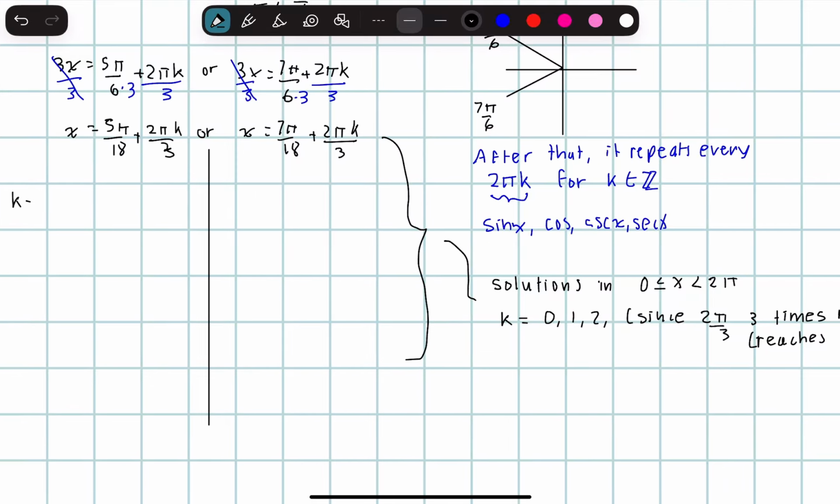I'm just going to do this for the first one. k equal to 0 would be 5 pi over 18. And then k equal to 1 is going to be 5 pi over 18 plus 12 pi over 18, which is just 17 pi over 18. Now for k equals 2, you're going to do that.